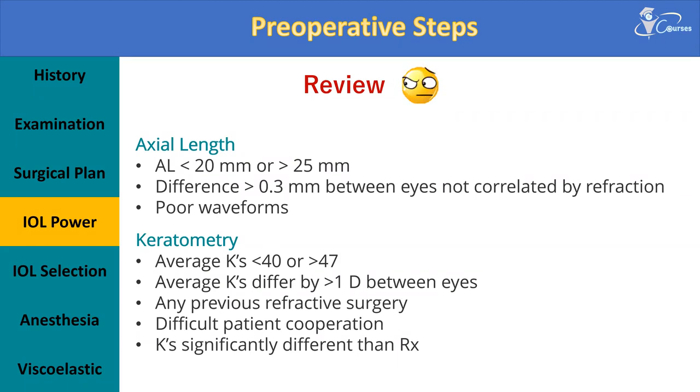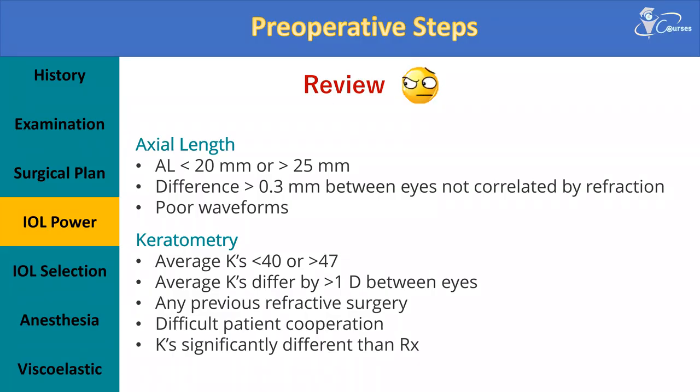Also, when the K readings are significantly different from the refraction. The difference between K1 and K2 will indicate the astigmatism. So if you find that the patient has glasses of -3 and you have K readings like 46 and 40, so there is about 6 diopters of difference between the K readings, while this is not explained by the patient's refraction. Again, you need to review and recheck your measurements.